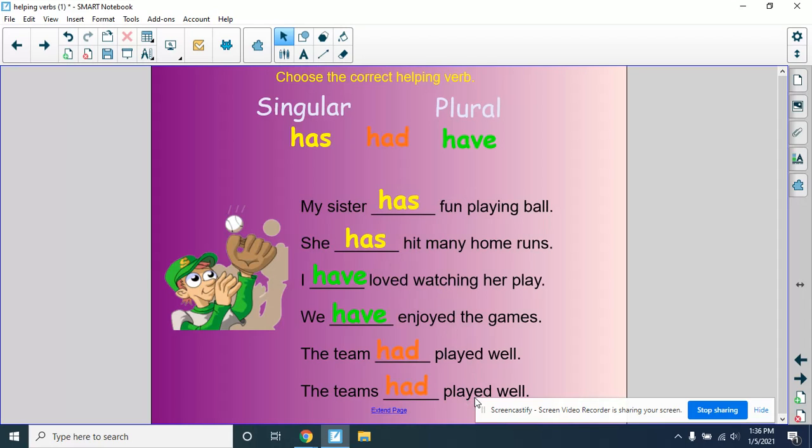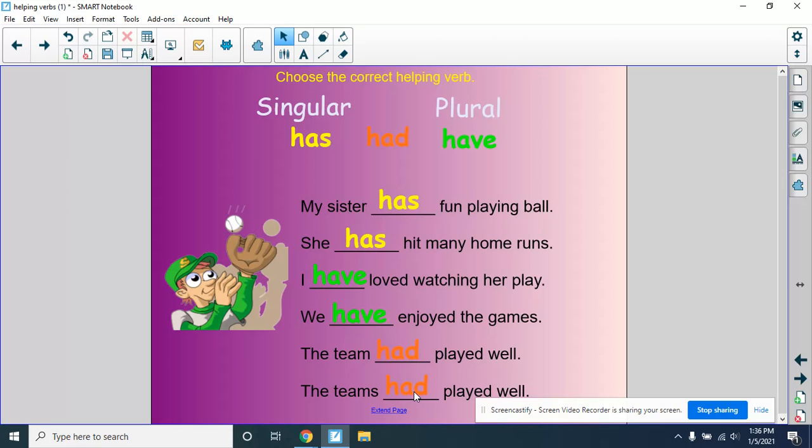Now, you might ask, can I use had here? Nope, you can't use had in this one. I had loved watching her play, because we use have with I, okay? And here, we have enjoyed the games, or we had enjoyed the games. The best choice to use here is have. When we use we or I, the best thing to use is have, right? But had can be tricky when to use it, either singular or plural.